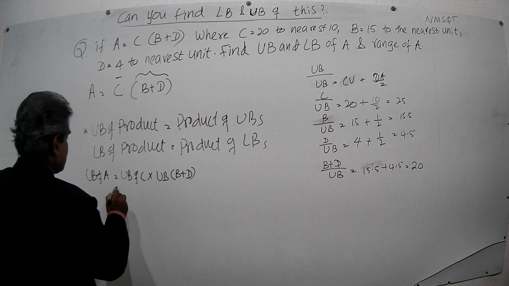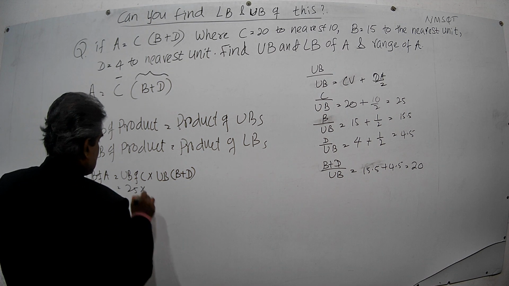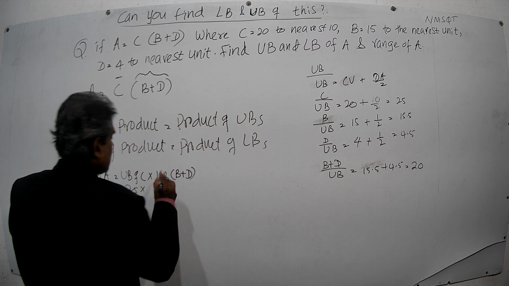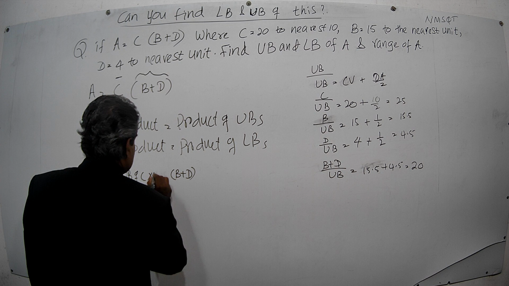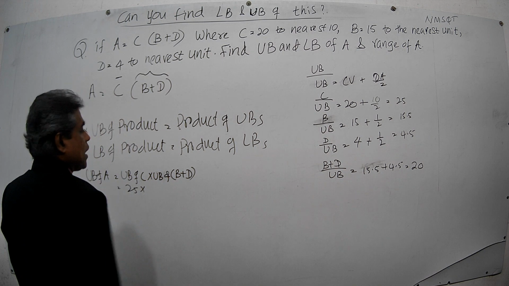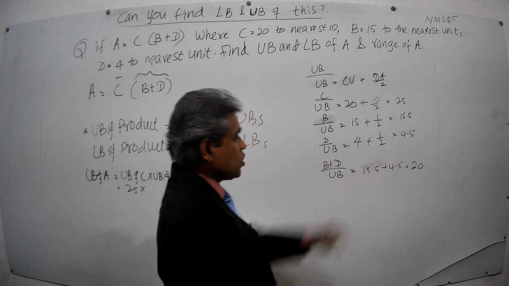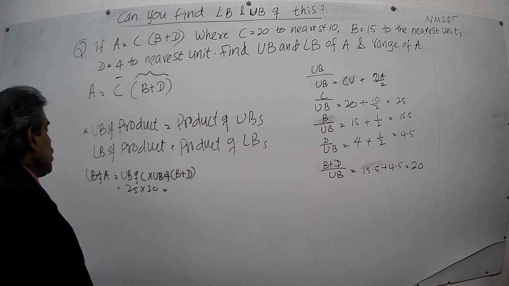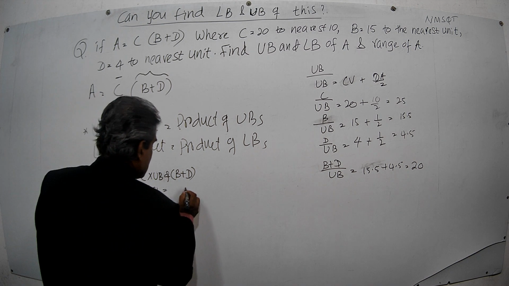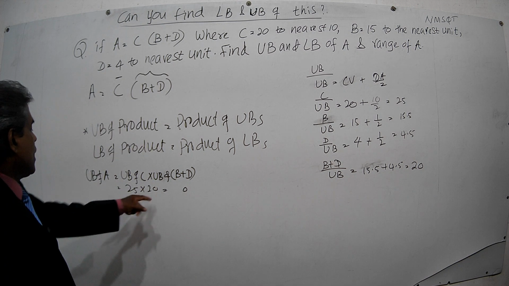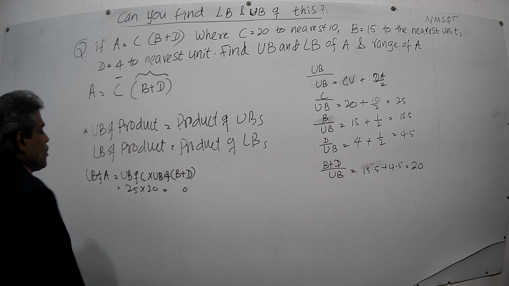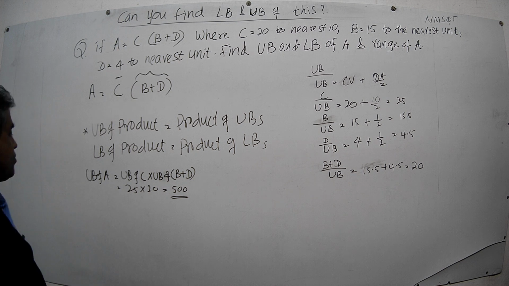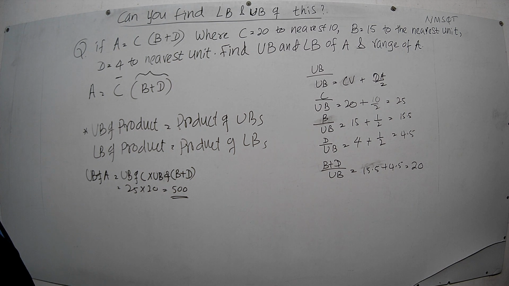Write it here. 25, then into the upper bound of B plus D. What is the upper bound of B plus D? It is 20. All right. Multiply those two together. Then the answer will be 20 times 25. 20 times 5 is 100. Put 0, 10 is left. Then 20 times 2 is 40. 40 plus 10 is 50. 500 is the upper bound of A. Right?